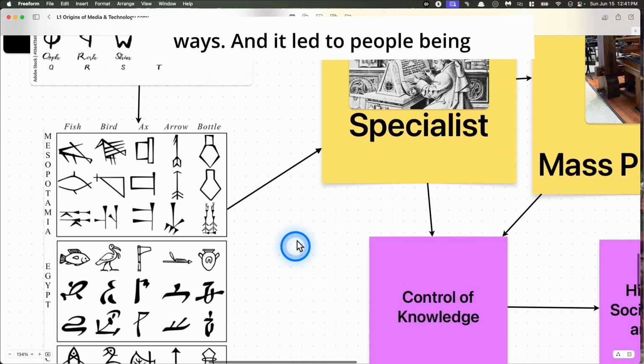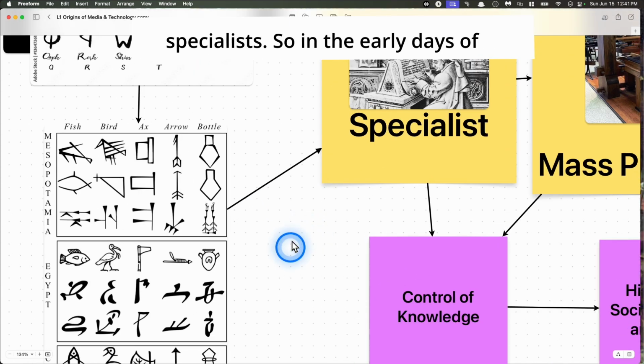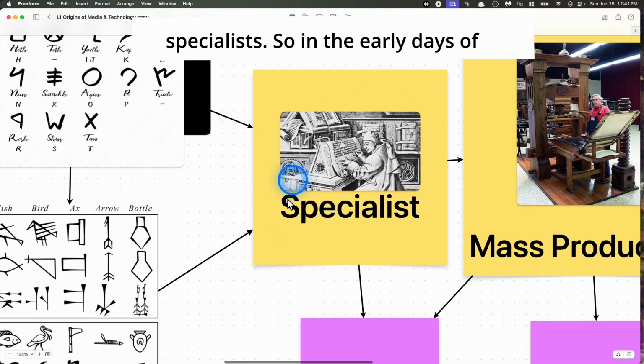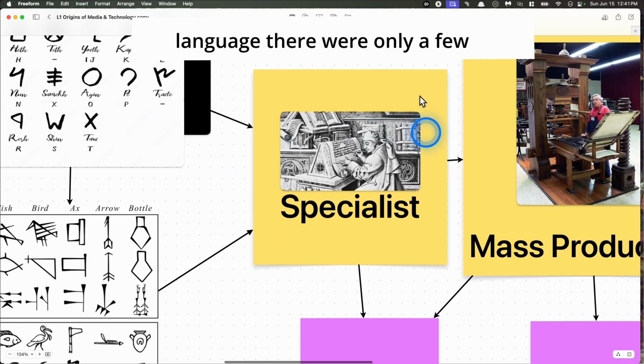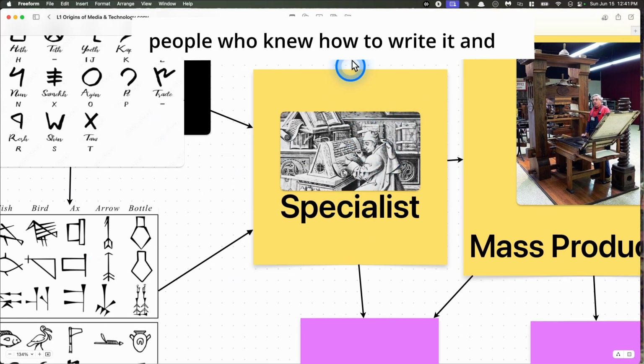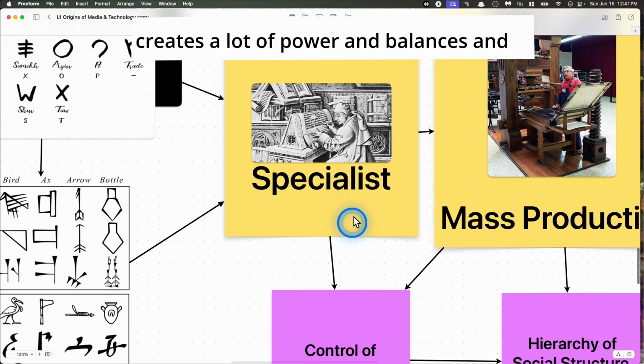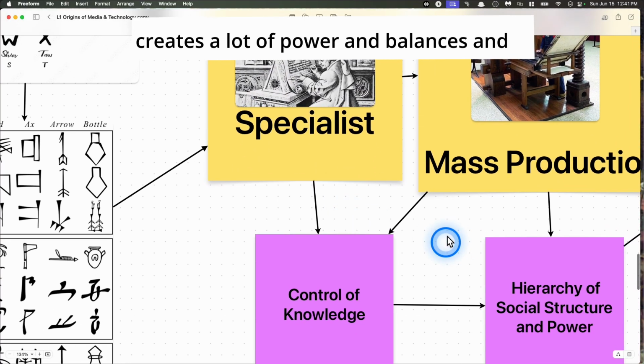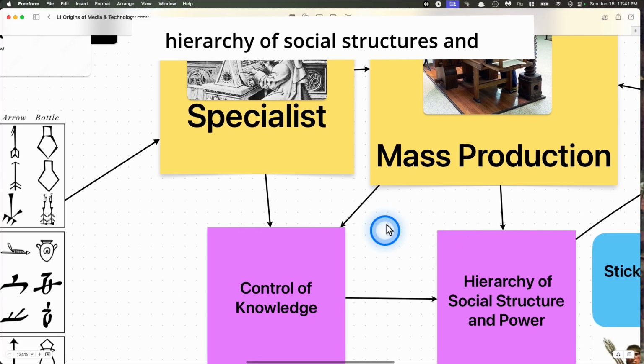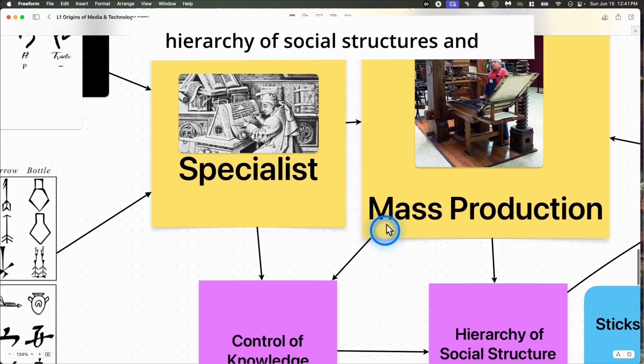And it led to people being specialists, right? So in the early days of language, there were only a few people who knew how to write it and decode it and understand it. And that creates a lot of power imbalances and hierarchy of social structures and things like that.